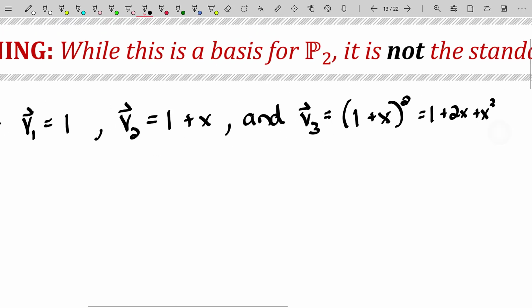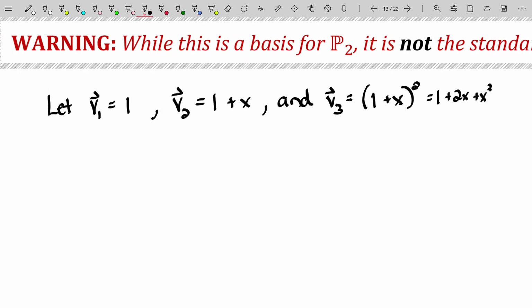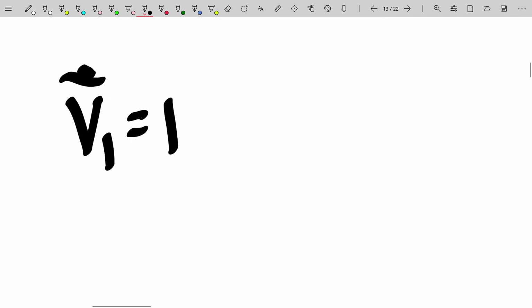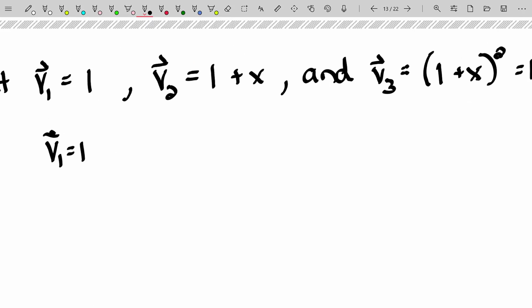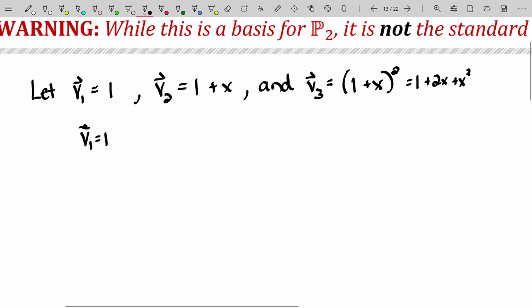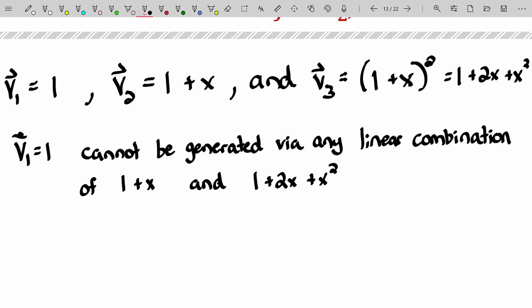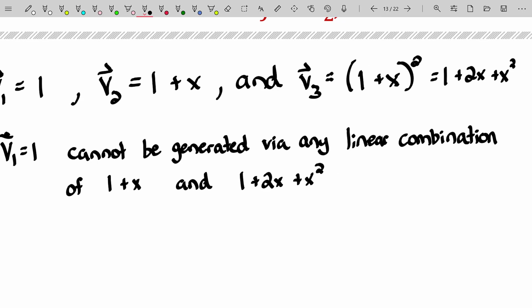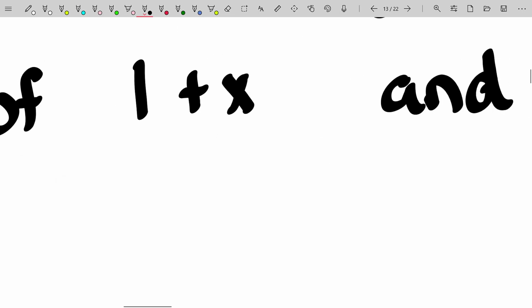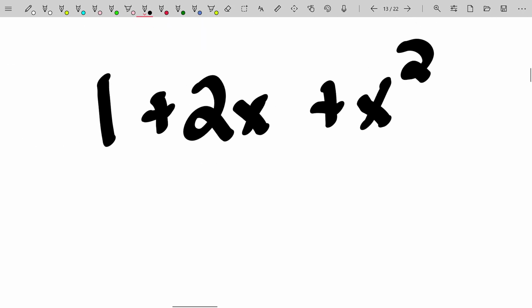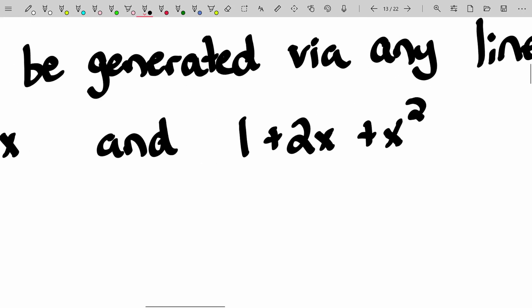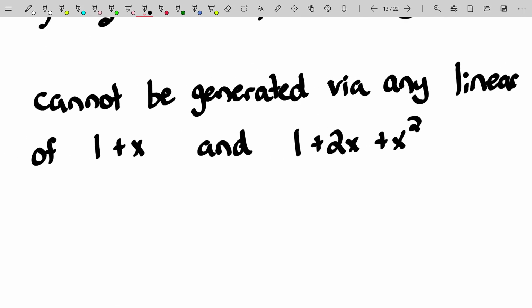The second thing that's really important to know from our prerequisite material is that V sub 1, which is 1, and now I'm just going to consider it to be the number 1 for now, cannot be generated from any linear combination of V sub 2 and V sub 3. And note how I wrote this, because I really want to just stay within my prerequisite algebra material for now. I'm saying 1 cannot be generated via any combination of 1 plus x, and this is technically 1 plus x being squared, but I multiplied it out. Think about that. That just totally makes sense.